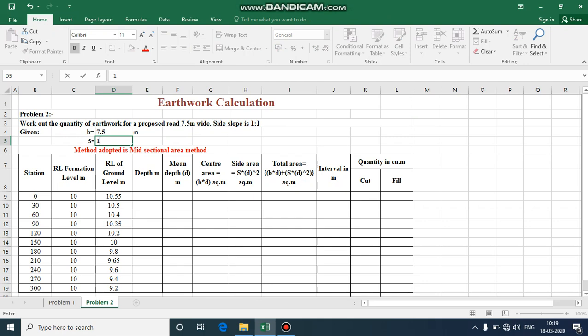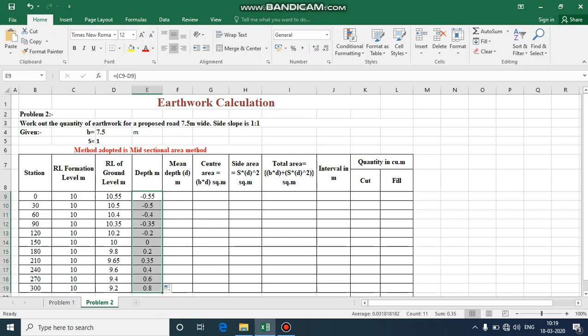Here I have noted down the formation level as well as the ground level values for the corresponding station, for which I have to calculate the depth first. For that, you type equal sign, open the bracket, formation level minus ground level will give you the depth for a particular station. If you drag it, you will get the depth for corresponding stations.